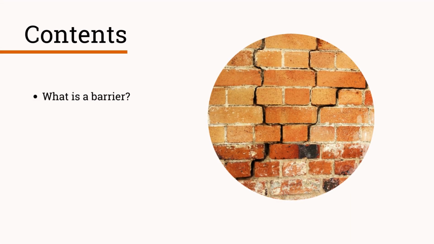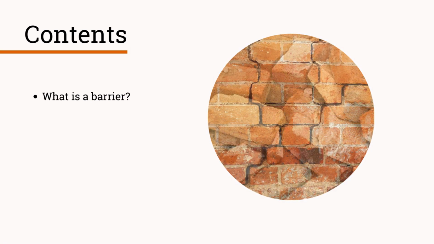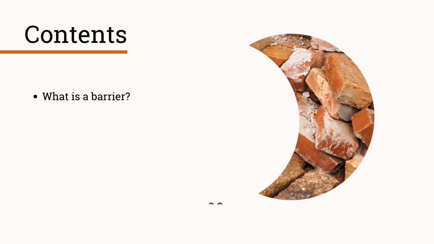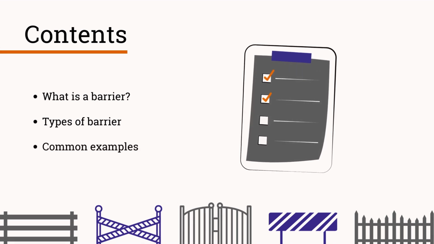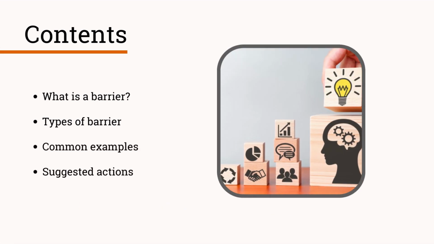During this guide, we'll first take a look at what we mean by a barrier in the context of volunteering and why it's important to take a proactive approach to removing and reducing barriers. We'll then explore 5 different types of barrier in detail, including some common examples of each type and some actions that you can take to remove or reduce them.